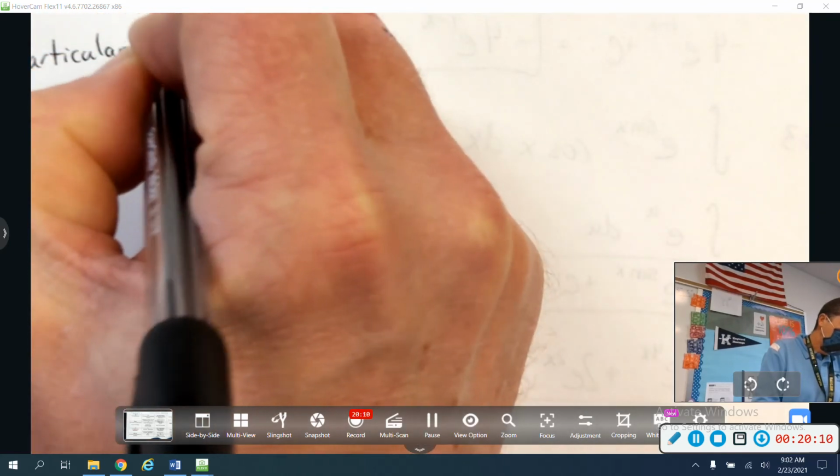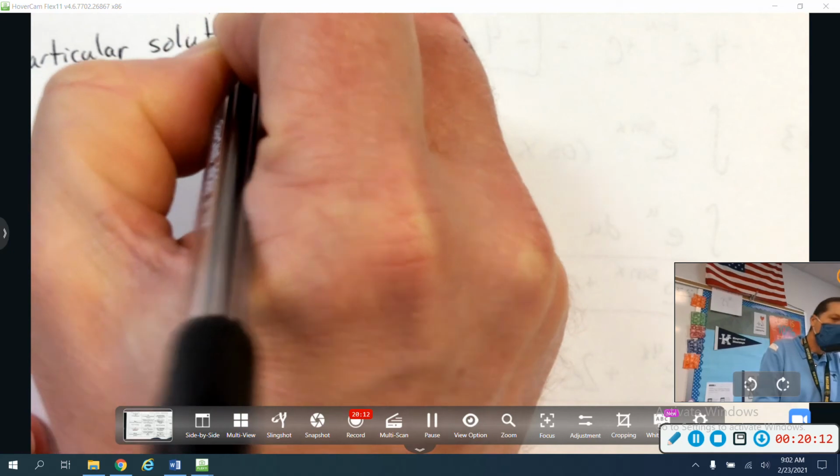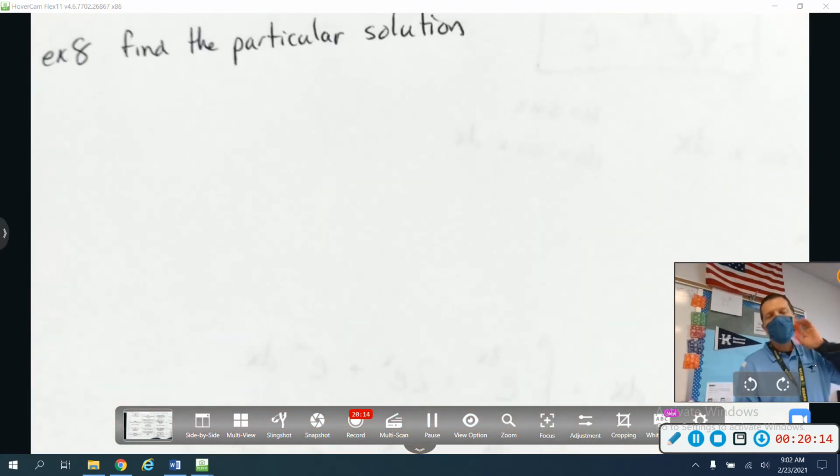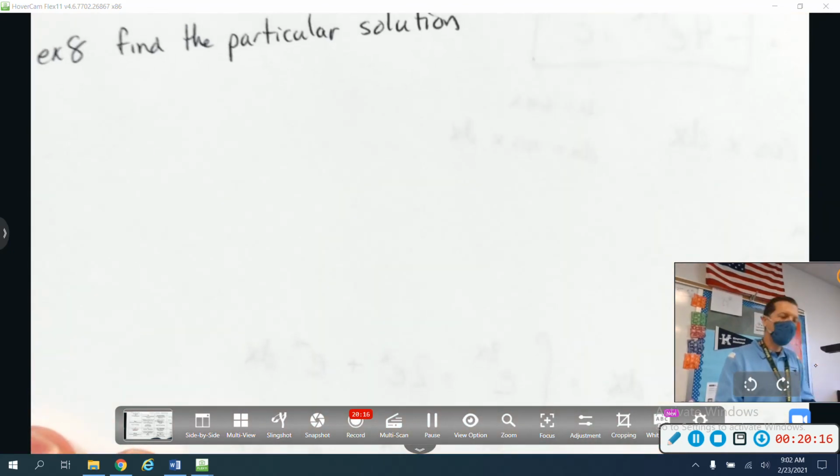Find the particular solution. So that means figure out what C is. Like plus C is the general answer. If you can figure out C, then you've got a particular solution.